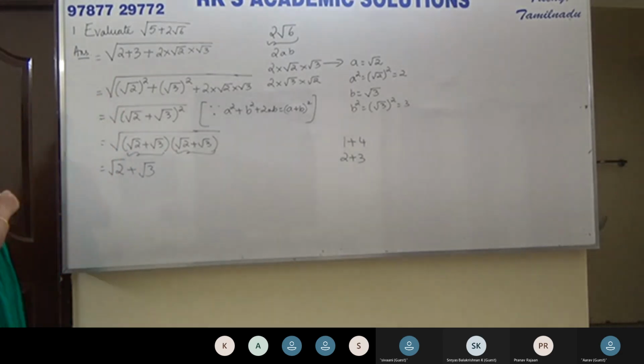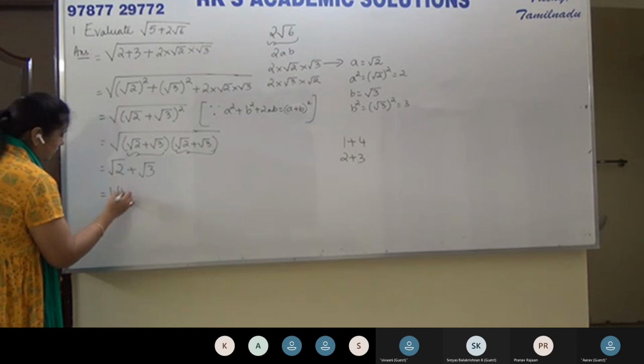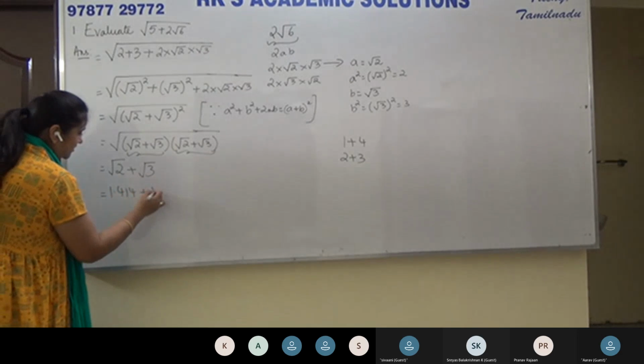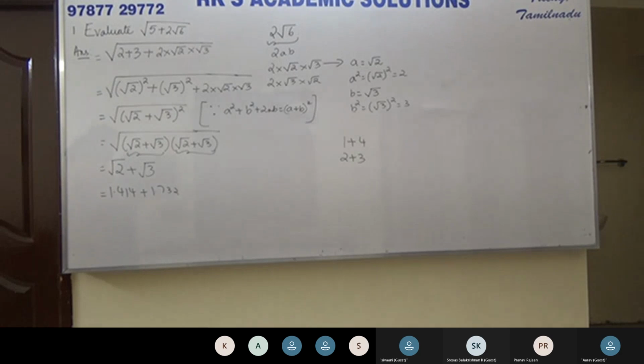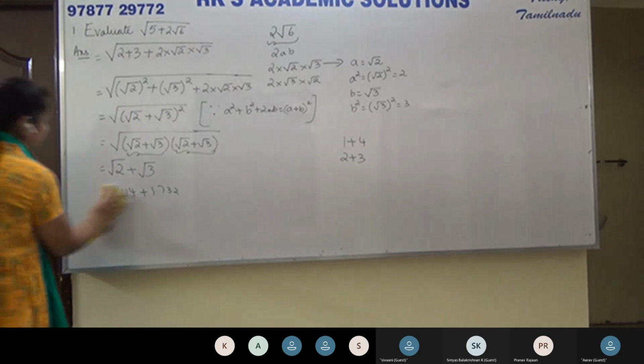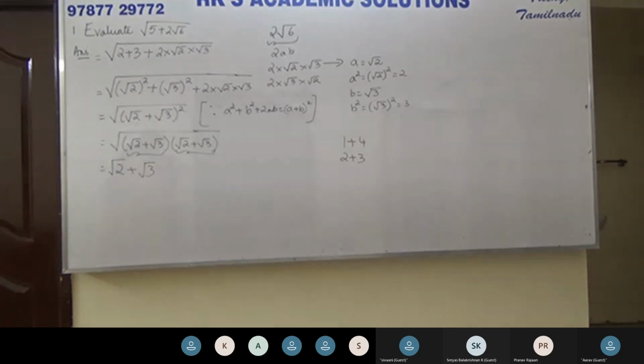If you're given the value of root 2 and root 3, you can further continue. Suppose root 2 is given as 1.414, and root 3 is given as 1.732, then you can just add and give the final result. But since that's not given, we leave the answer here. Yes, children, please write down the answer.